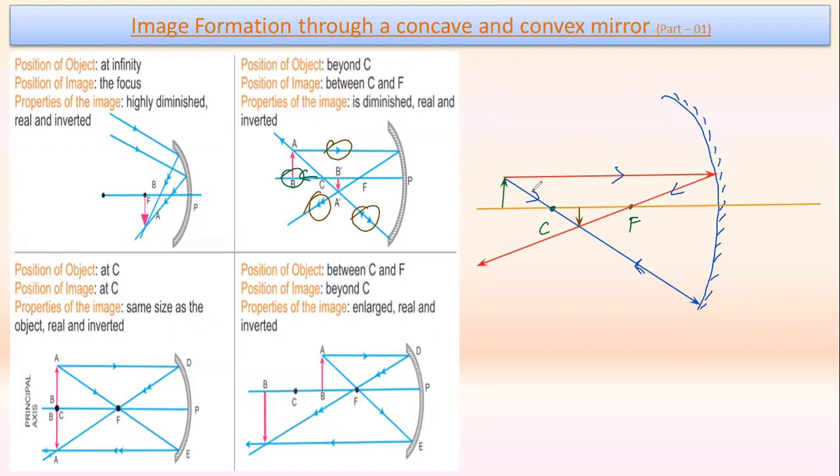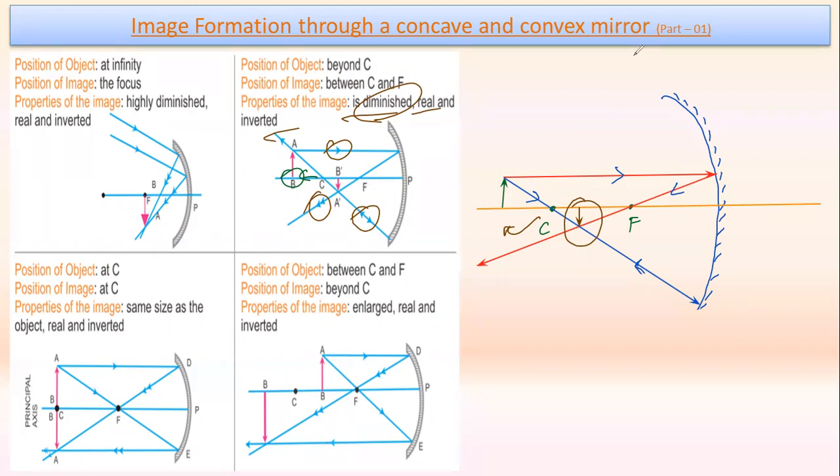So when the object is placed beyond C, जब C के पीछे object रखा जाता है, then the image is going to form somewhere between the C and F, where it is going to be real, inverted and smaller in size. Diminished means smaller in size. So again, when the object is placed beyond C, then the image is forming between C and F, where it is going to be real, inverted and smaller in size. So I hope that you all had understood this particular concept also.